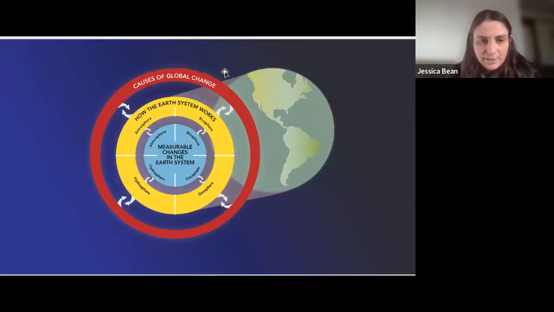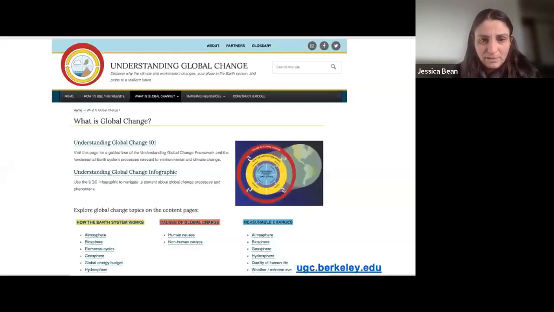So this is how we have represented this framework as 3 concentric circles. It shows the causes of change, which then put pressure on the Earth system, which we've divided into the 4 spheres: atmosphere, biosphere, hydrosphere, and geosphere. And then finally, the measurable changes in the Earth system that we would measure within the system to understand how the world has changed over time. So again, this represents our Earth and all the different parts.